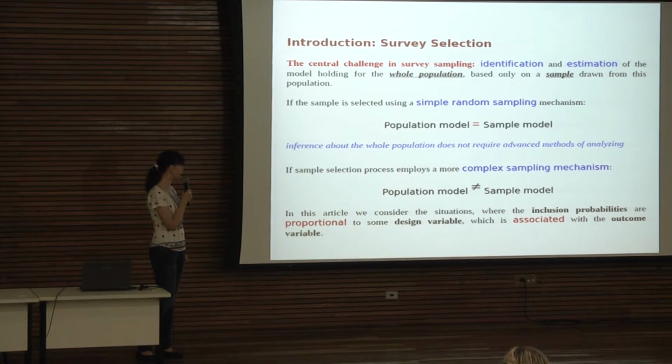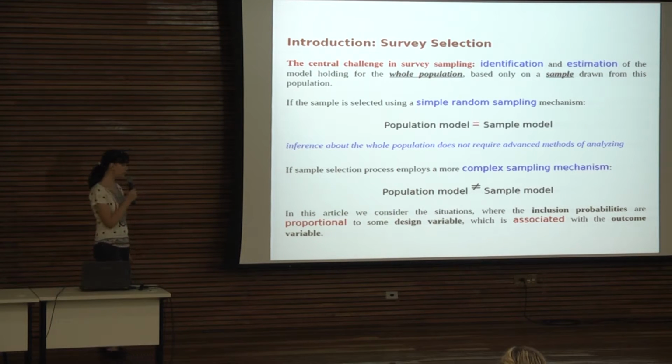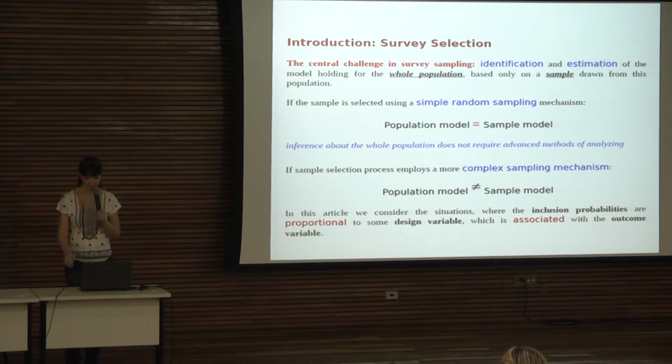statistical method of analyzing. If sample selection process employs a more complex sampling mechanism, the population model may not coincide with the sample model. In this article, we consider the situations where the inclusion probabilities are proportional to some design variable which is associated with the outcome variable. Let's see what this means.